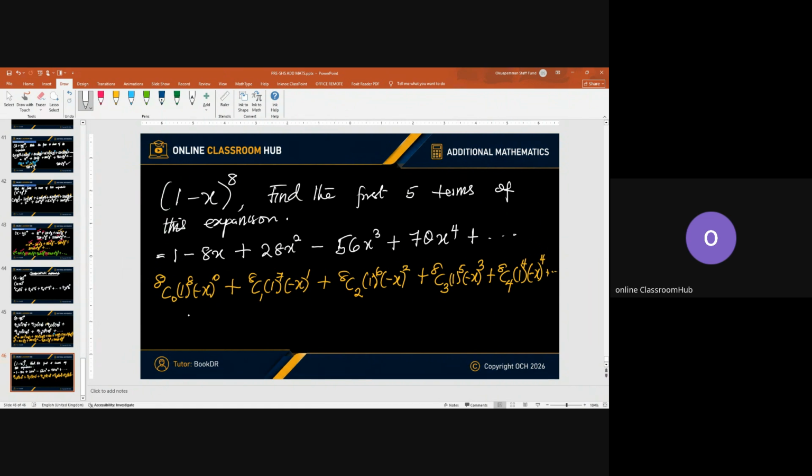8 combination 0 is 1. 1 raised to the power 8 is still 1. Negative x to the power 0 is 1. So the whole of the first term will just be 1. Then 8 combination 1 is 8. 1 power 7 is 1. So 8 times 1 is 8. Negative x exponent 1 is negative x. So it will make the whole expression here negative.